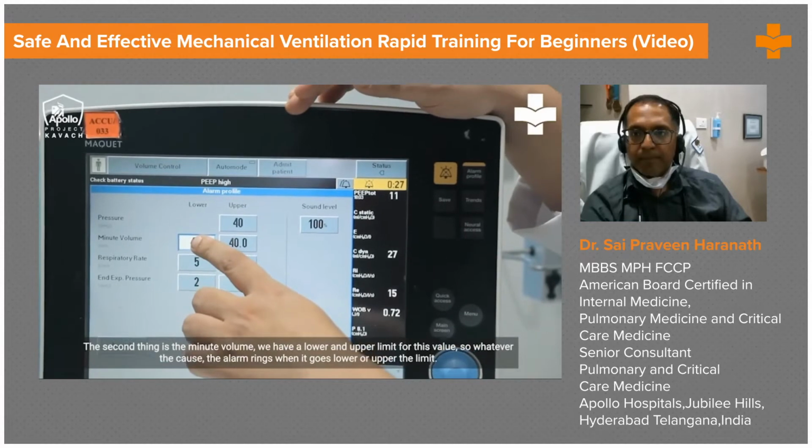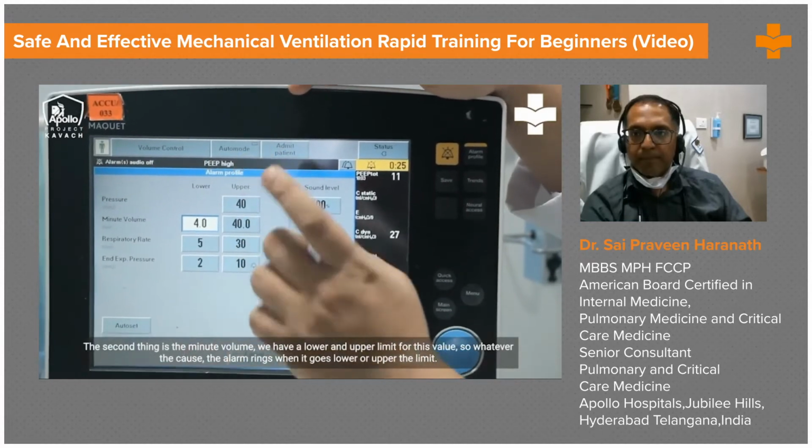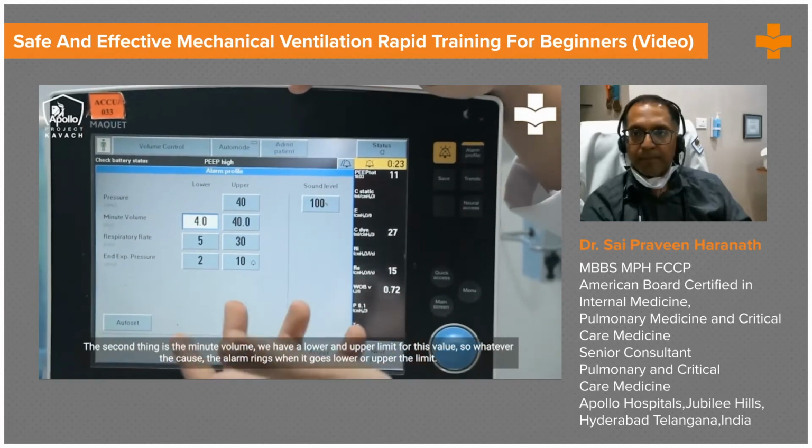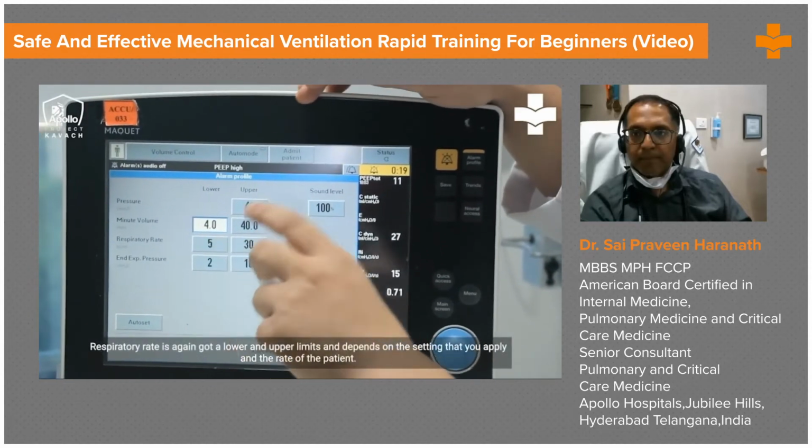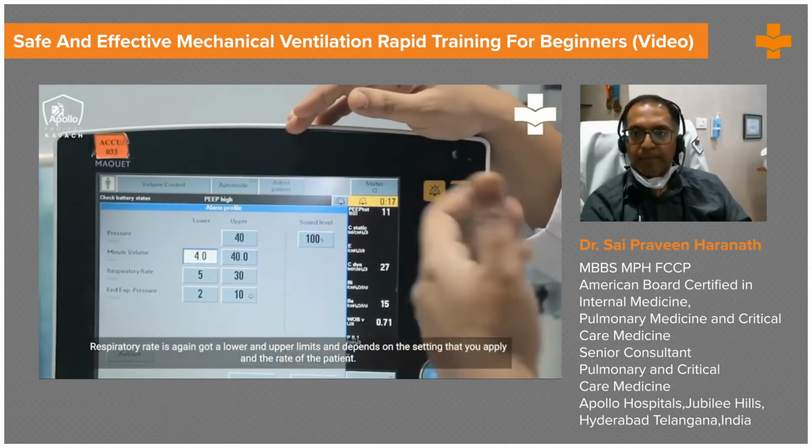Basically you have a lower limit and an upper limit. Whatever may be the causes, you can actually understand depending on the alarm. Respiratory rate is again how much is the setting you are keeping and how much is the patient generating.